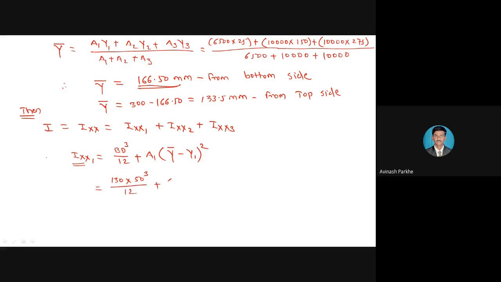Area already we have calculated, 6,500, in bracket. Now here, y bar means which y bar I have to take? I have to take 166.50 or 133.5? 166.50. Please keep in mind, what is the first y bar we have calculated? That y bar we have to put in the Ixx1, Ixx2 and Ixx3, because here I am subtracting y1.